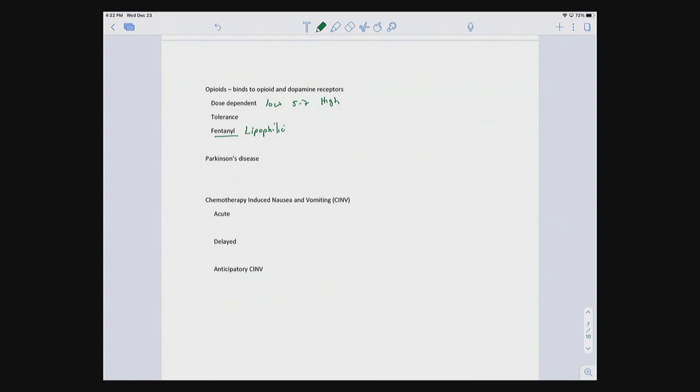Let's talk about Parkinson's disease. Parkinson's disease is when you have, in the midbrain, an area of the brainstem that's above the pons, a little area called the substantia nigra, and then a little area of the substantia nigra called the pars compacta. And those neurons there make dopamine.